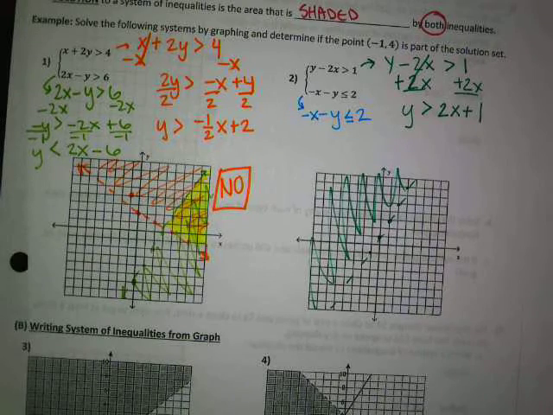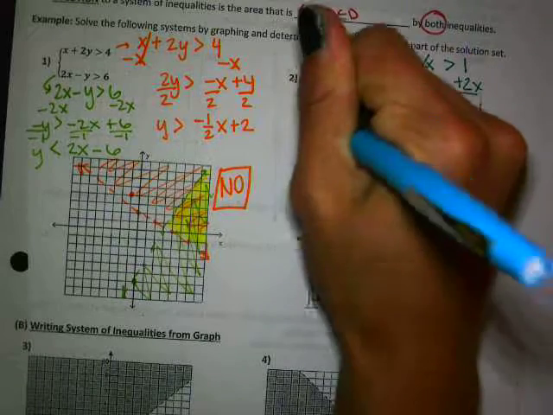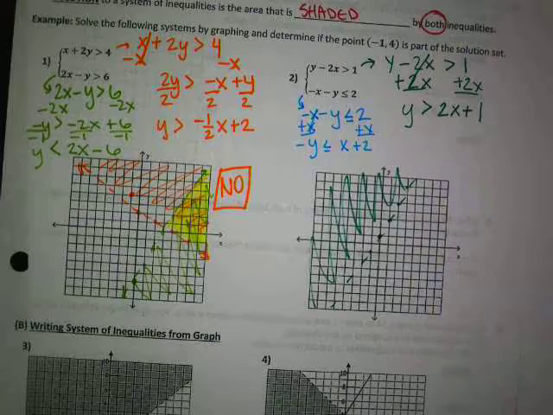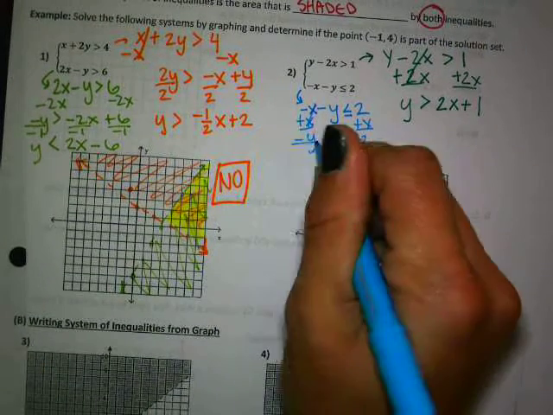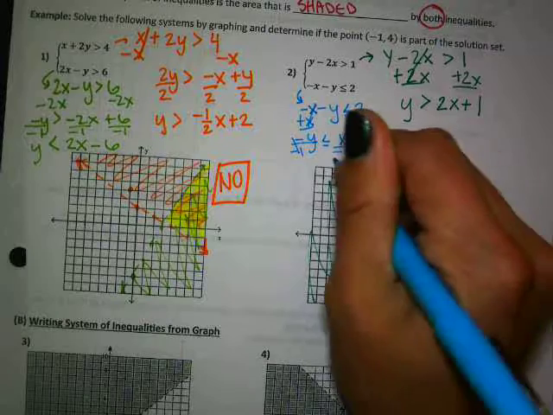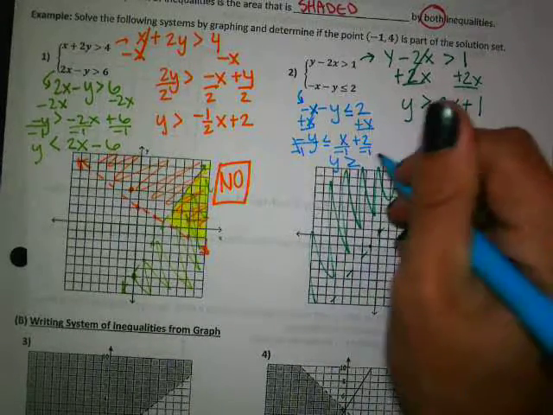Add x to both sides. Okay, add x. Negative y is equal to x plus 10. Then divide by negative 1, and the sign changes. Good. So divide by negative 1, flip the sign, so it's now greater than or equal to negative x minus 2.